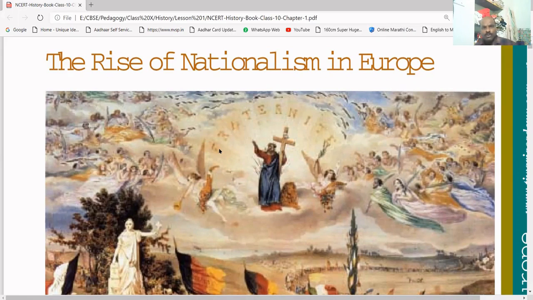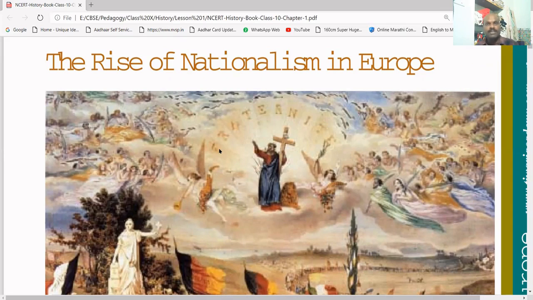Why is it important? Look at the world nowadays. In the name of nationalism, people are categorized and identified as nationalist or anti-nationalist. So in this scenario, this lesson is very important. We need to look at the lesson and try to understand what nationalism is all about. So let's begin with this lesson.